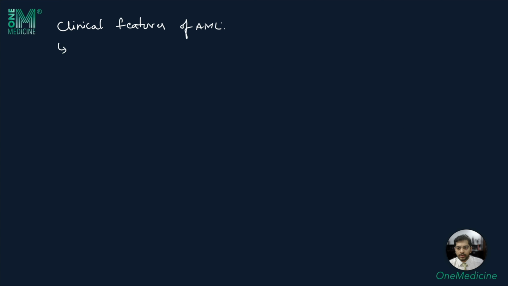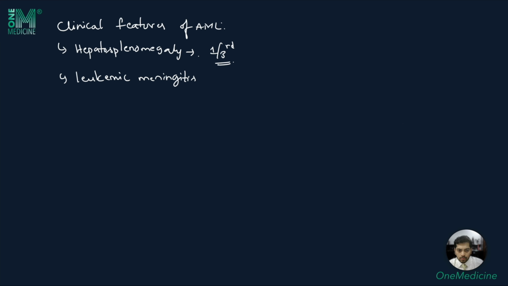Some of the other clinical features include hepatosplenomegaly, which can be present in up to 1/3 of the patients with leukemia. Leukemic meningitis. This can present with features such as headache, nausea, seizures, papilledema, and cranial nerve palsies.